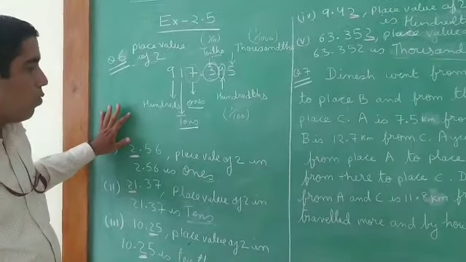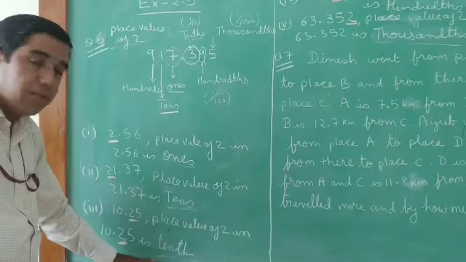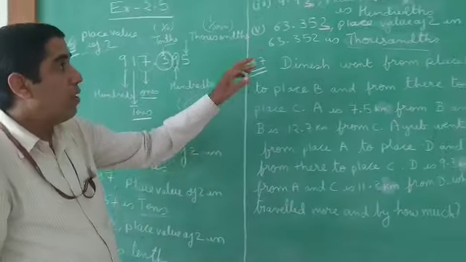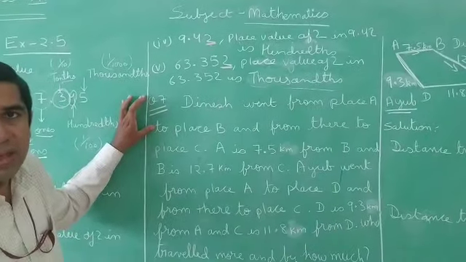Now question number 6 is over. I think it is clear to you. The first answer is ones. The second answer is tens. The next answer is tenth. Here it is hundredth, here it is thousandth. Now I am moving on to question number 7.